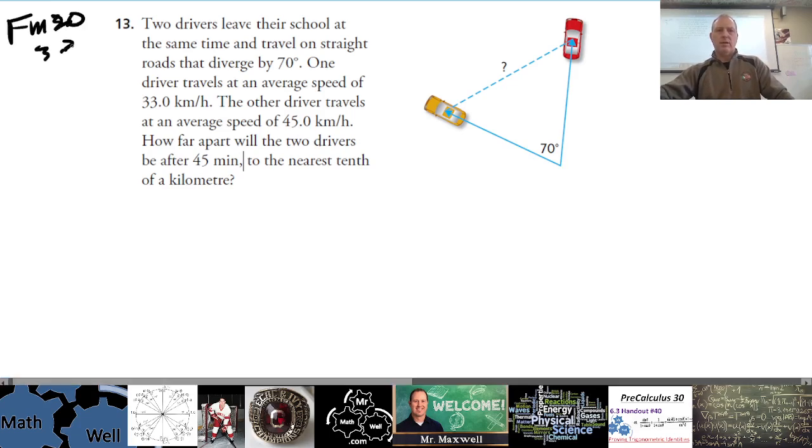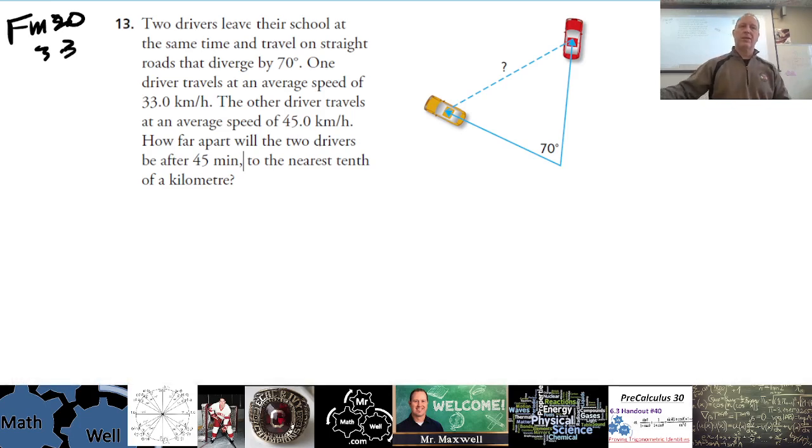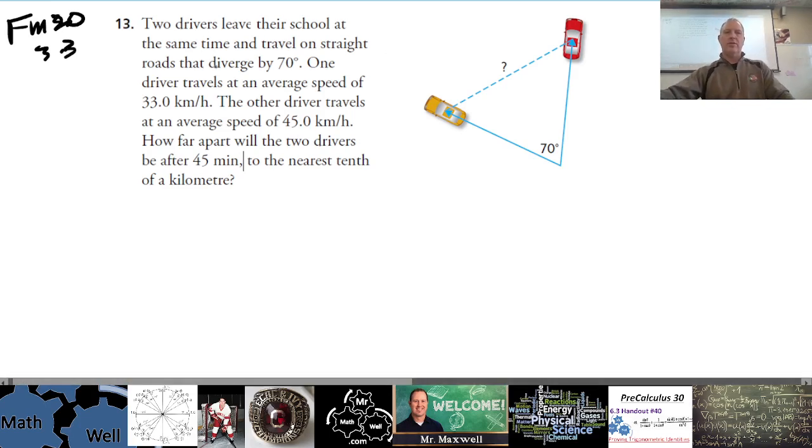Number 20 says, two drivers leave their school at the same time and travel on straight roads that diverge at 70 degrees. So diverge means goes away from, and 70 degrees is the angle. So here's the two cars, and here's the angle. So they give you a diagram.